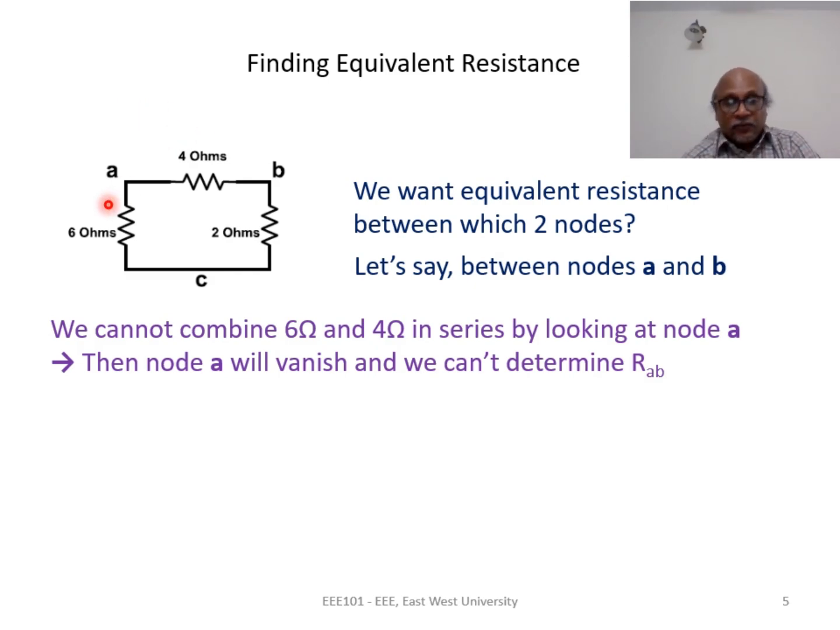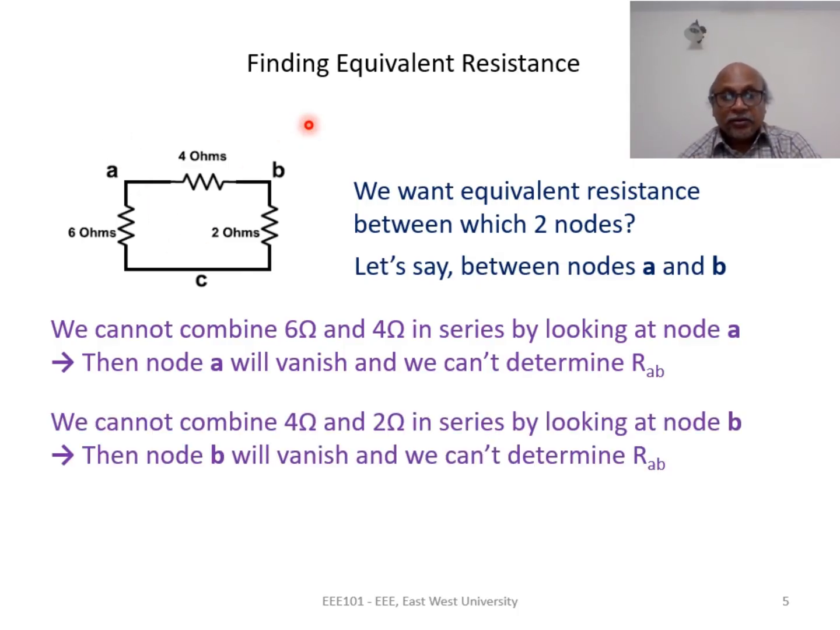So, combining 4 ohms and 6 ohms in series results in vanishing of node A. If node A vanishes, how can we find RAB? We cannot. So this is a series combination that we cannot do in order to preserve node A to find RAB. Similarly, if I look at node B and decide to combine 4 ohms and 2 ohms in series, the resulting 6 ohms will appear between node A and node C, but node B will vanish. If node B vanishes, how can we find RAB?